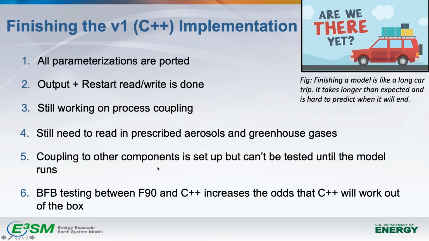So that's exciting. We still need to read in some files for prescribed aerosols and greenhouse gases. And we've set up the coupling to other components, but of course we can't really test this working until we're doing full model runs. And so I think these things are promising, but you might be thinking, okay, well, it's going to take them 2 years to debug the runs once they get going. But keep in mind that we have been doing bit for bit testing between at least all of the individual processes in Fortran and C++. Our Fortran is looking really good, as I just showed you. And so I think there's pretty good odds that our C++ will work well out of the box.